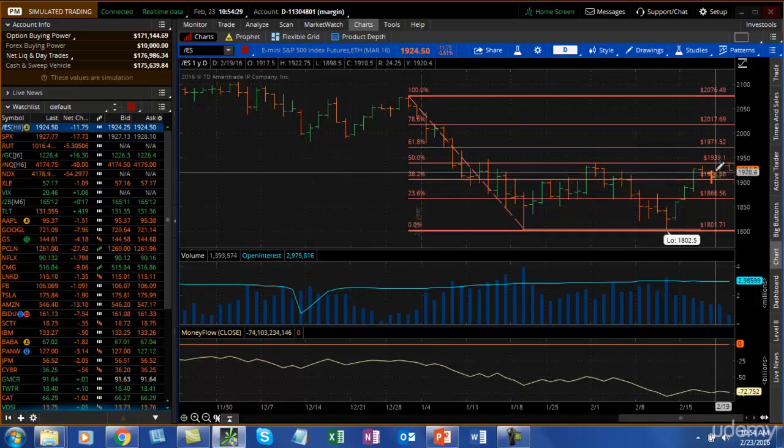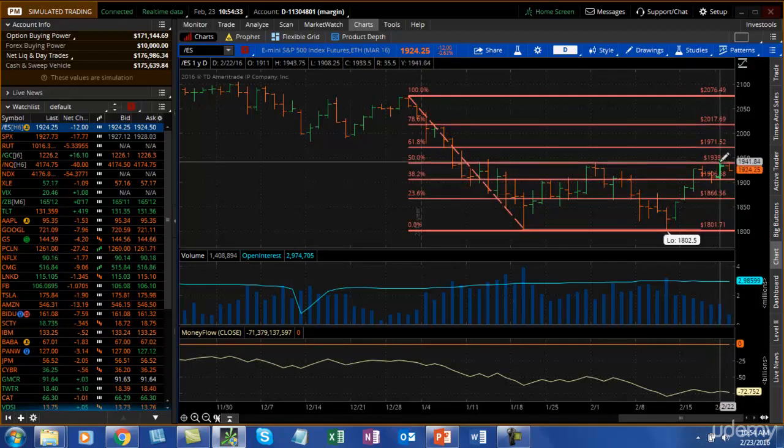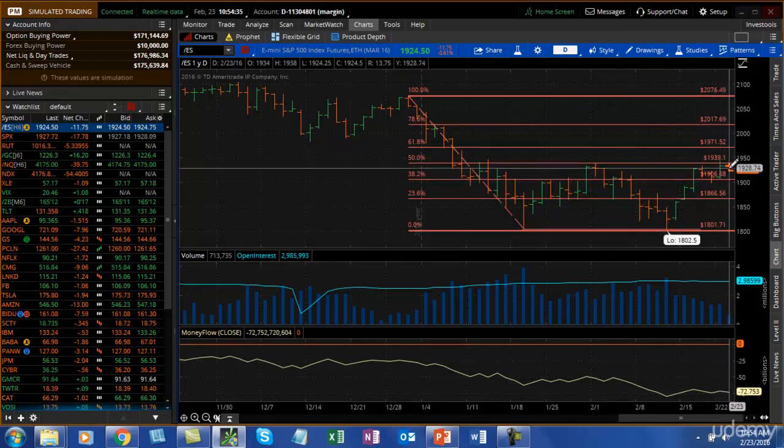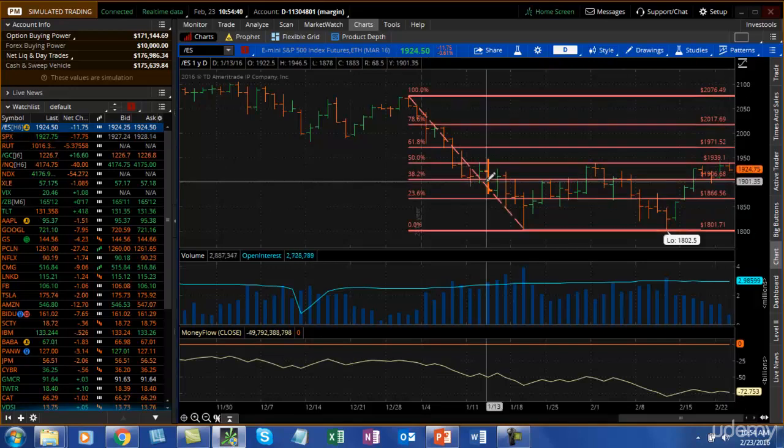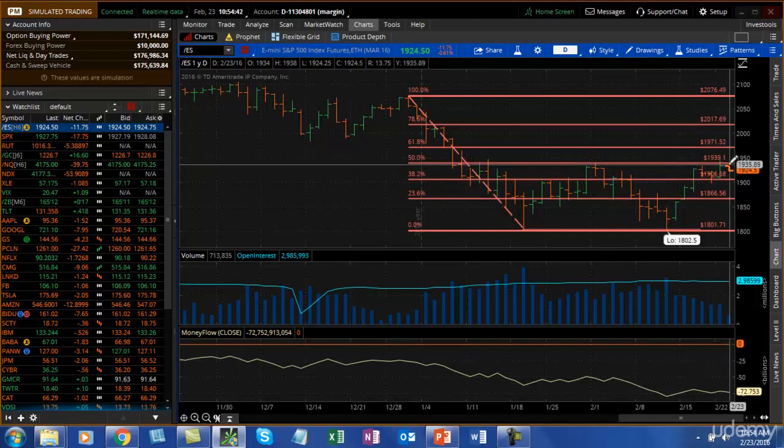So what you would be looking for is not to take a trade on this bar, because that's when it's trying to pierce. But here you can see that it's getting rejected. The S&P is down about 17 points today. So that is a firm rejection of that level.